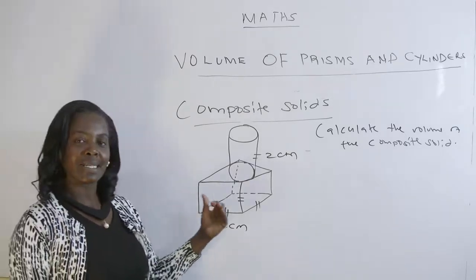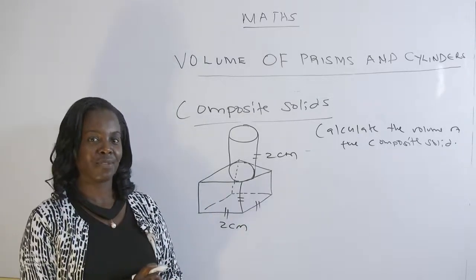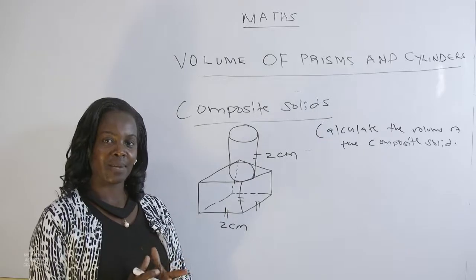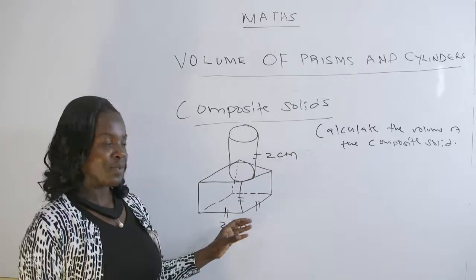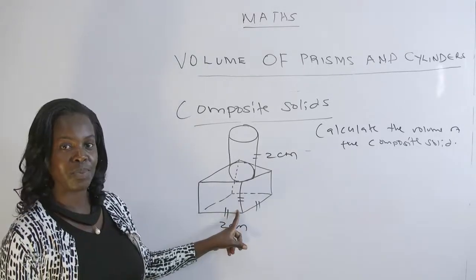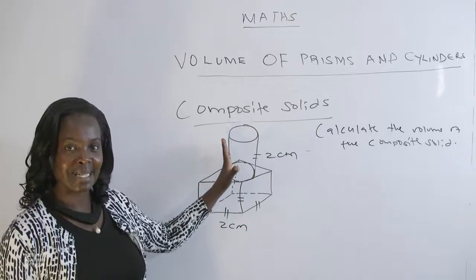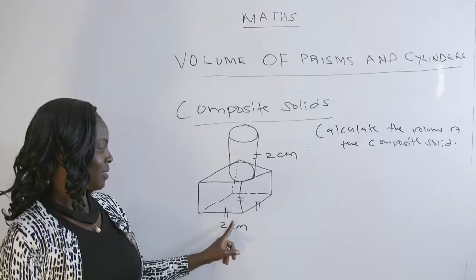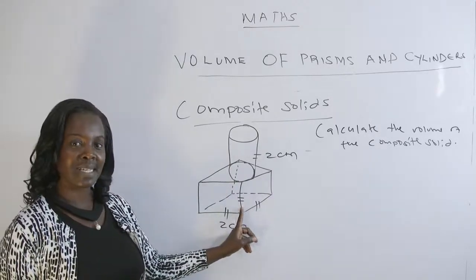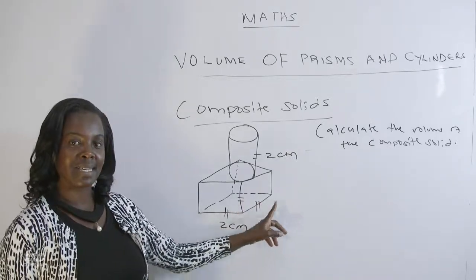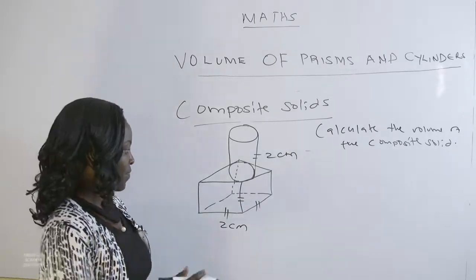So the way we did the surface area, we will also calculate the volume separately, then add or subtract them together. You realize that we have a cube at the bottom and a cylinder at the top. The cube measures 2 centimeters by 2 centimeters by 2 centimeters, because these dashes here tell us these sides are equal.